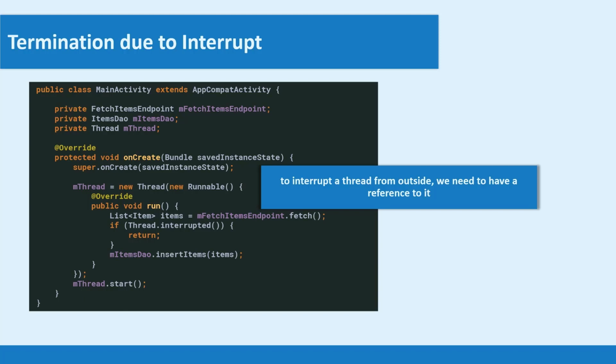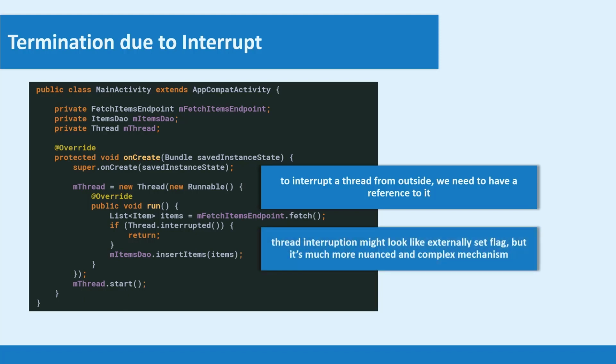Inside the run method, I check the value returned from the Thread.interrupted static method, and if the value is true, then I short circuit the execution and return from the run method. And note that this code inside the run method is very similar to what we had before with the externally set flag. And indeed, in some sense, externally set flag and thread interruption are two similar mechanisms.